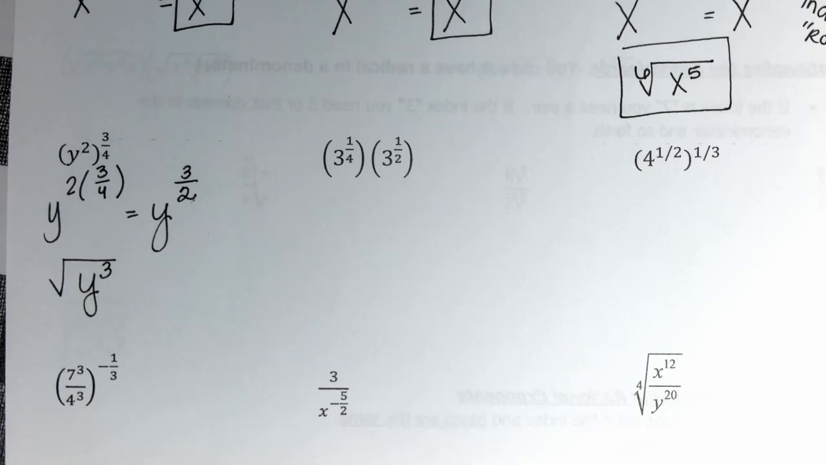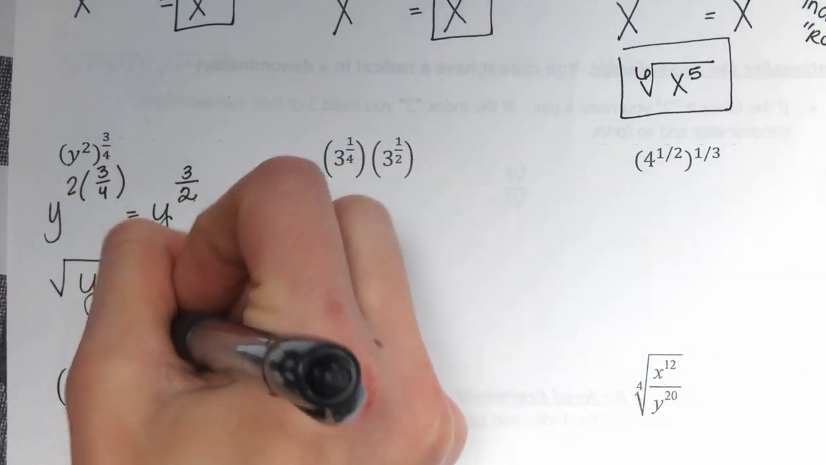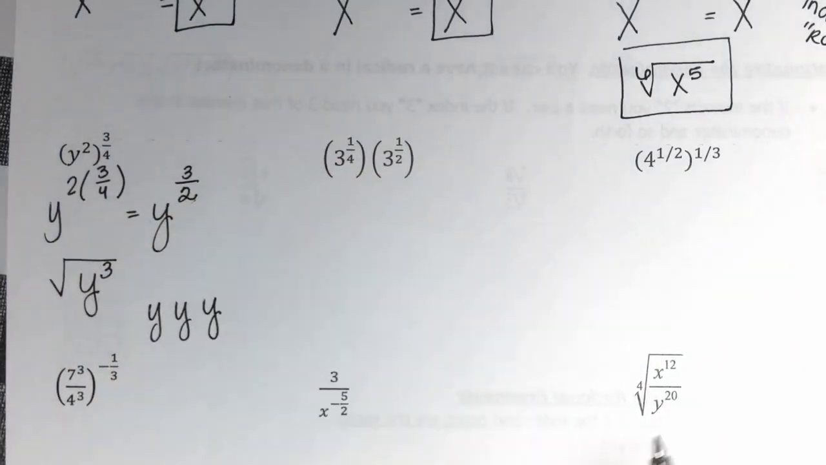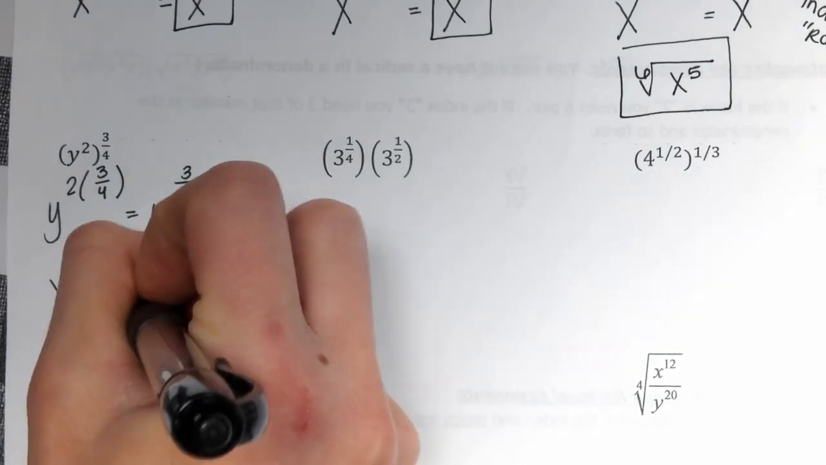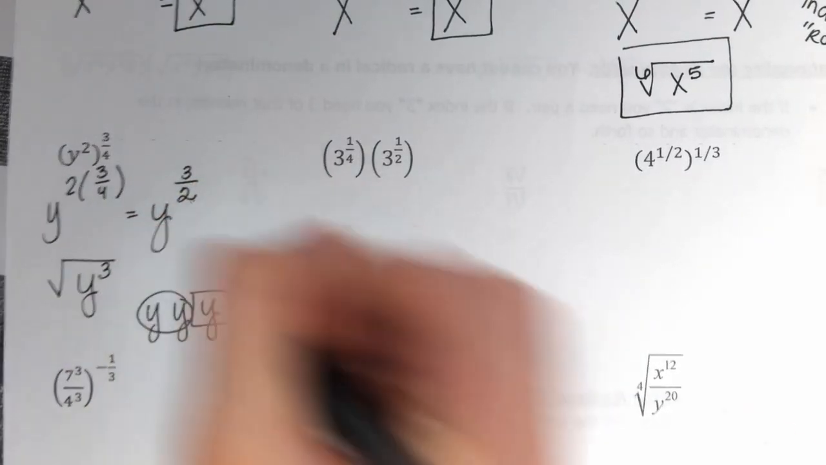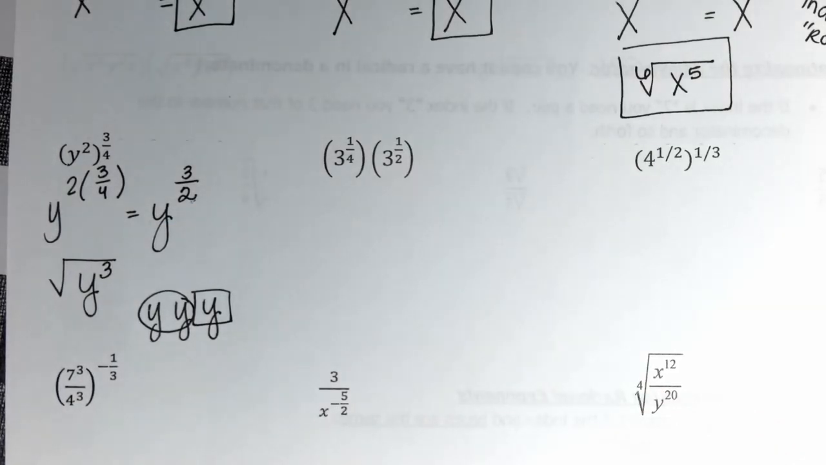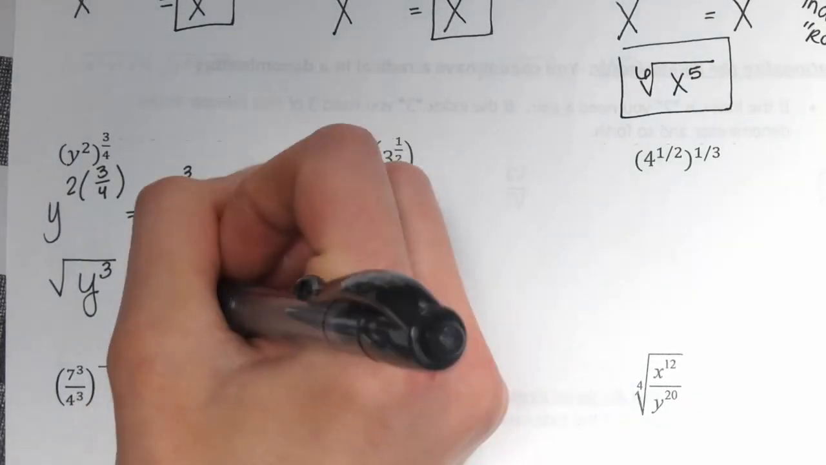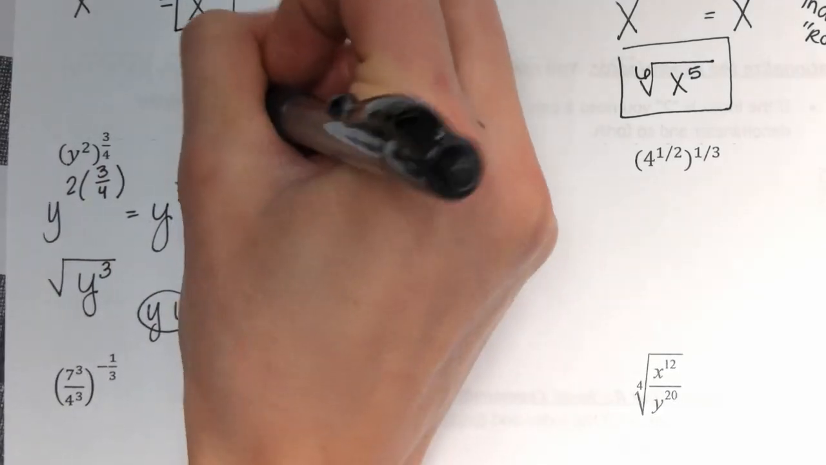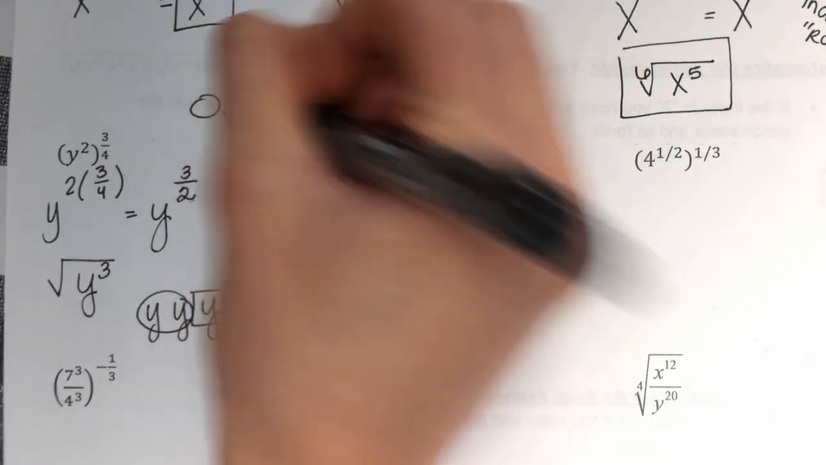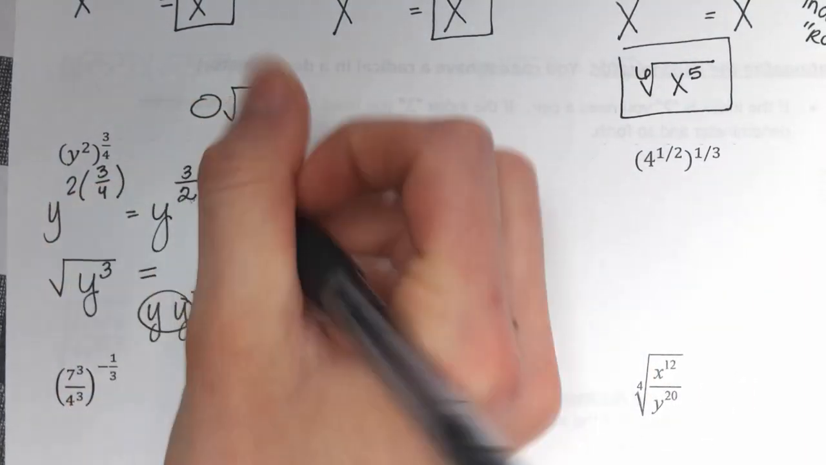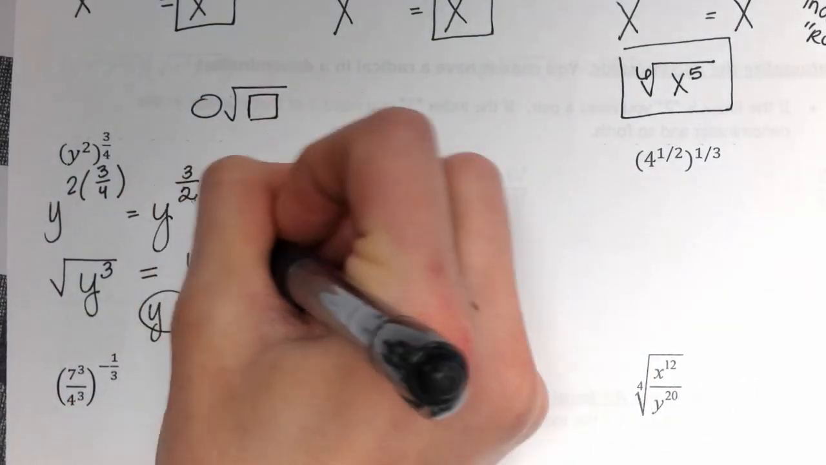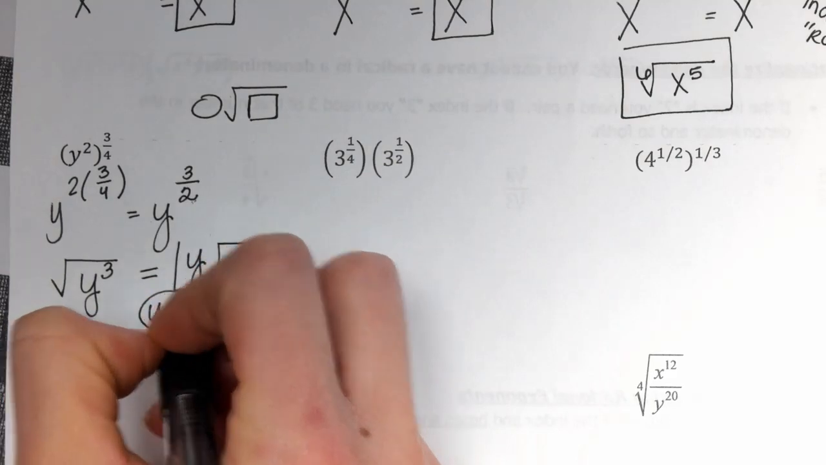Yes. If I have 3 y's, that y cubed tells me I have 3 y's. My index tells me how many I need, so I need a pair of 2. So whenever I write it out like that, I can simplify it. Remember, when you simplify, your pairs go on the outside. Whatever you pair goes on the outside. What's left over stays under the radical. So this is going to give me y square root of y.